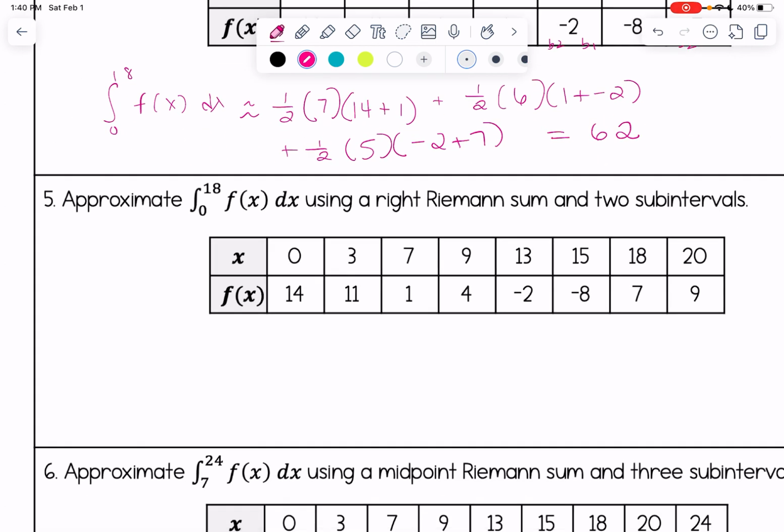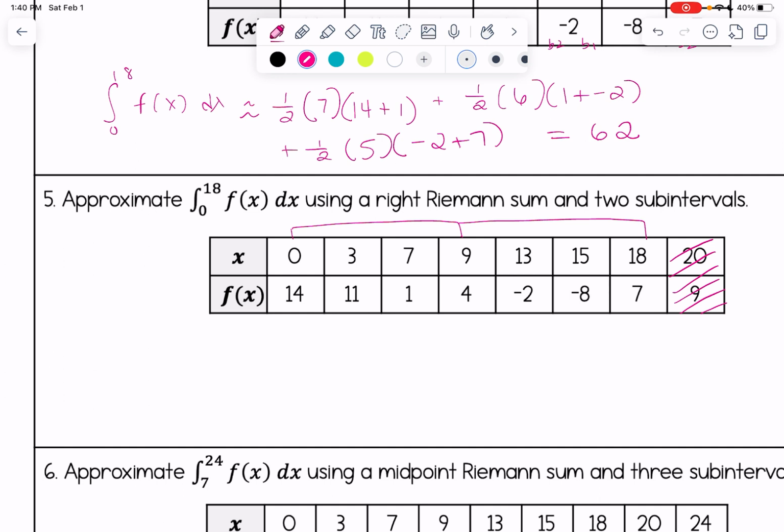All right, a couple more. For number 5, we're going to approximate from 0 to 18 using a right Riemann sum and 2 subintervals. Now notice our table of values goes up to 20. So this piece we are going to end up just not using. So sometimes we are only using part of the table of values, like we are in this question, not the entire thing. So now we're going to break the pieces we want, from 0 to 18, into 2 subintervals. So that would be 0 to 9 and then 9 to 18.